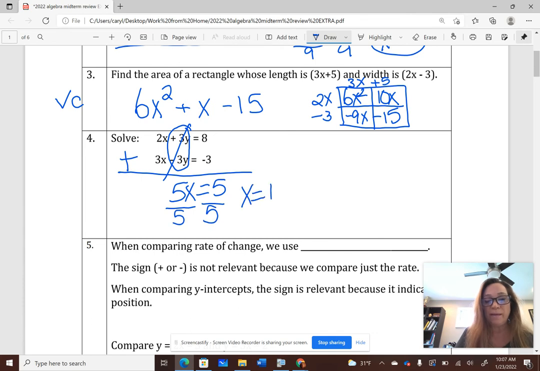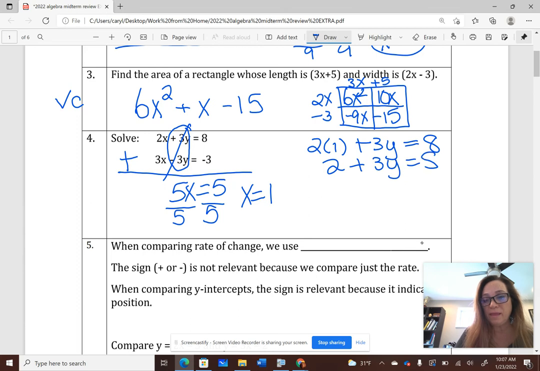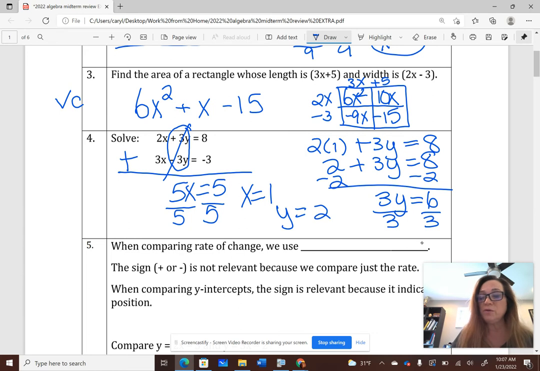So x equals 1. Now finding that might be enough for multiple choice, but the correct answer would be the x and the y. So I'm going to just do some substitution. That would give me 2 times 1 is 2. The opposite of adding is subtracting. And then the 3, the coefficient, is multiplying, so I'm going to divide. So that gives me y equals 2. You can also write this as an ordered pair. And you can check this on your calculator.